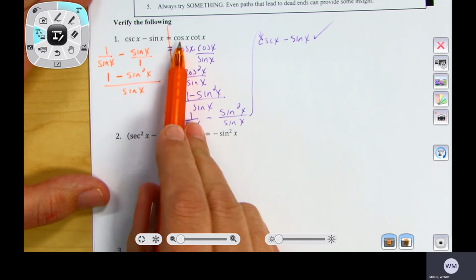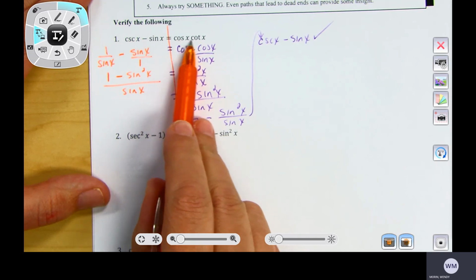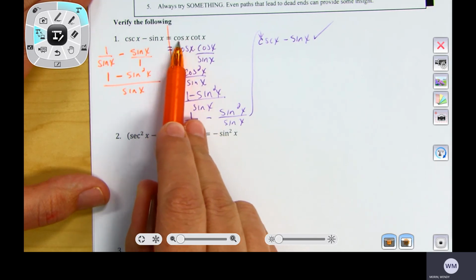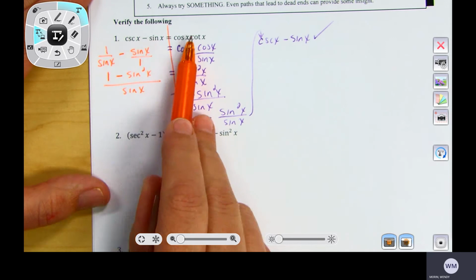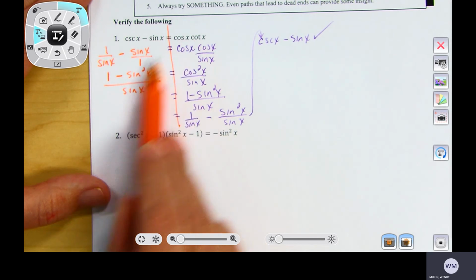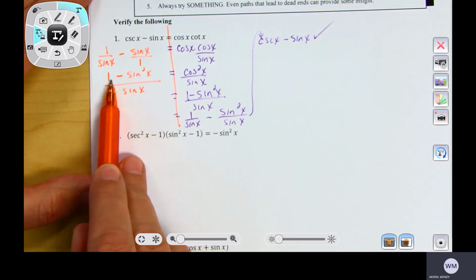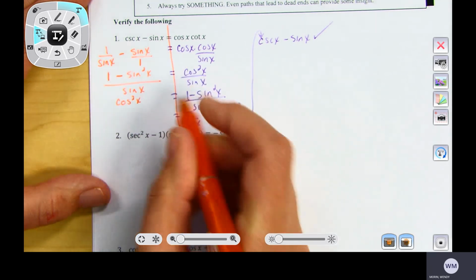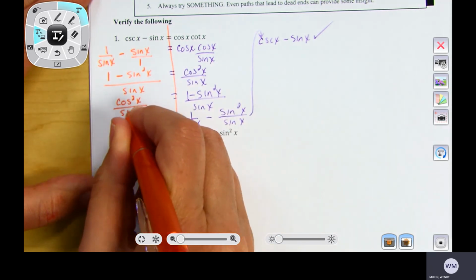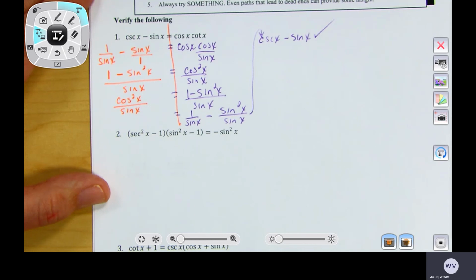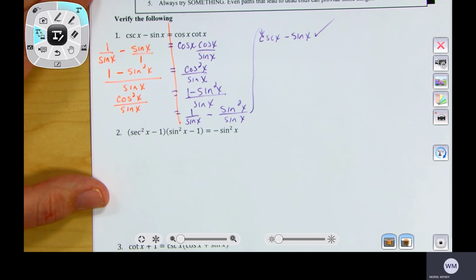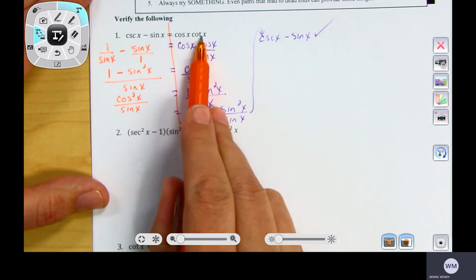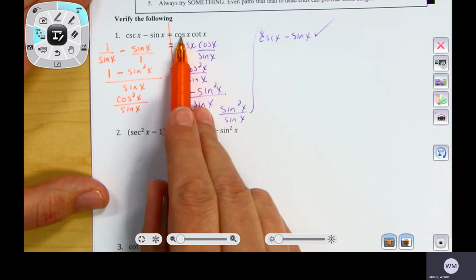And again, I'm now trying to make it look like this over here. Okay, I'm trying to make this side look like this side. So what am I going to change this to? Good, cosine squared x over sine x. Always look to where you're trying to go. I'm trying to go to here.